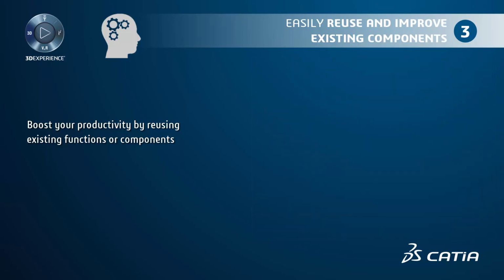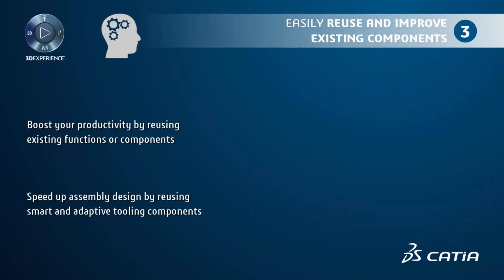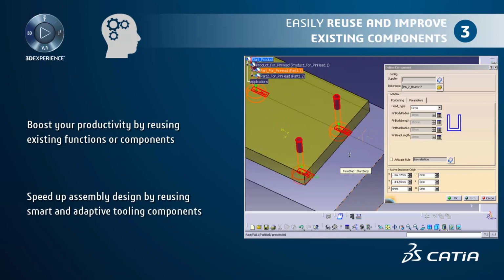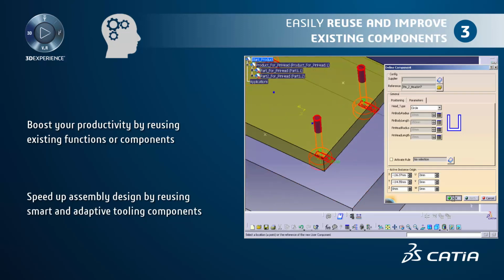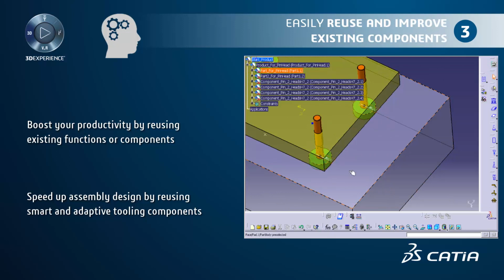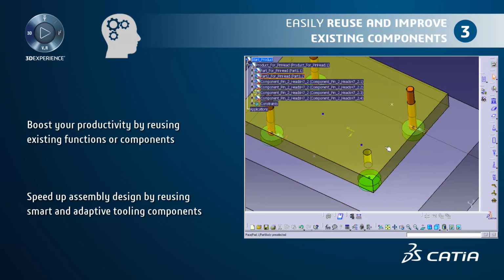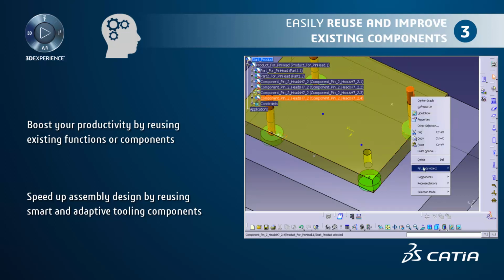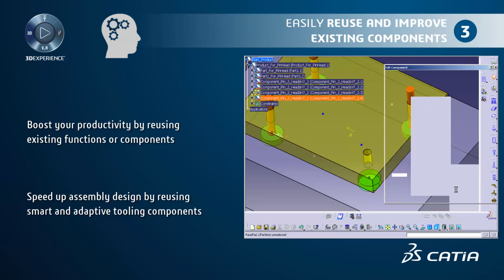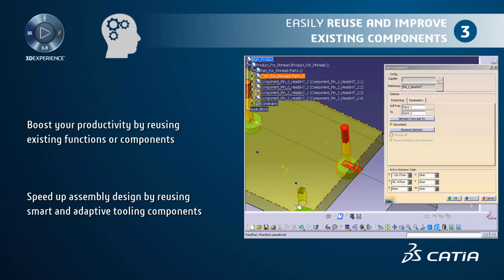For tooling capabilities, you can speed up assembly design by reusing smart and adaptive tooling components. You can also retrieve and manage the associated impacts at the assembly level. Using the Tooling Design Workbench, you're able to insert components embedding company know-how. These components can be inserted in any structure.